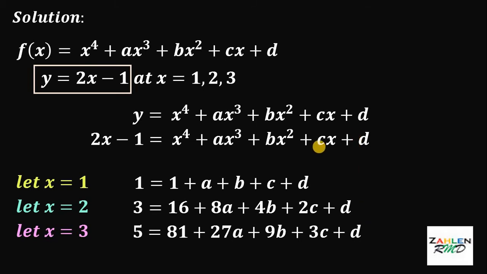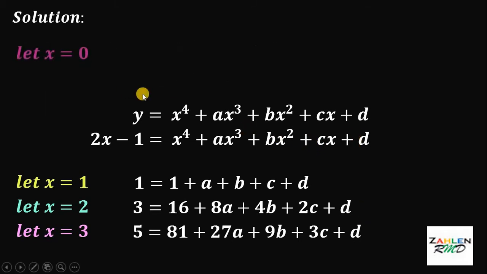But again, don't forget our goal. Our goal is to find the value of f of 0. So let x be equal to 0. Now at this point, we will use the first equation. We know that y is just f of x. Therefore, f of 0 is simply equal to d, because if x is equal to 0, x raised to the fourth is 0, ax cubed is 0, bx squared is 0, and cx is also 0. So we will have f of 0 equals d.